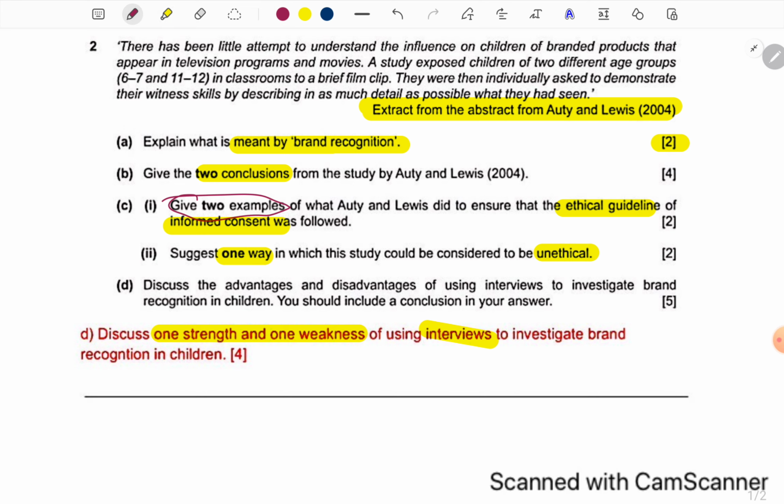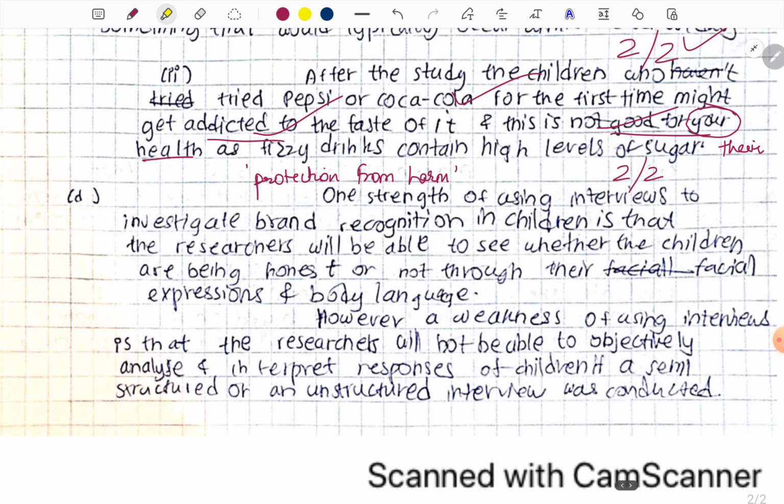So this question I had told her to ignore because it's according to the past syllabus. Now they ask strictly for one strength, one weakness, and no conclusion is included. So the question which she's answered is this one, not the way it was phrased in the past paper. Okay, so let's see the answer.